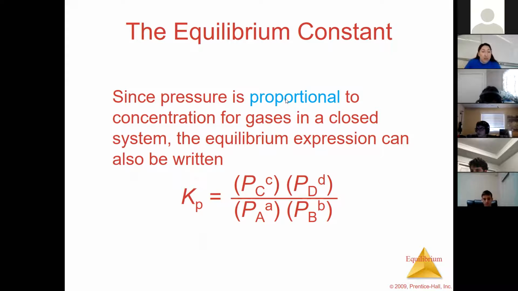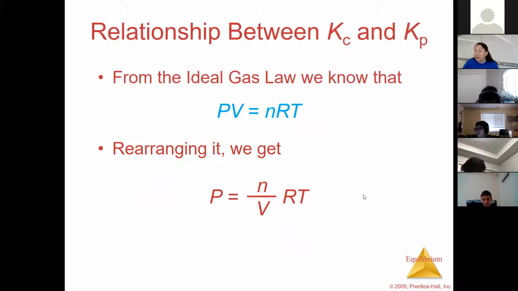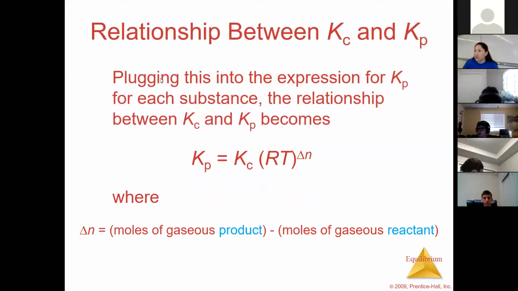We have an equation that we can convert between the two or vice versa. And it's derived from the ideal gas law. So this is the relationship between Kc and Kp. We have our good old PV = nRT. We rearrange to get moles over liters. Let you guys write that down. And you get this. This is how you convert Kp into Kc.